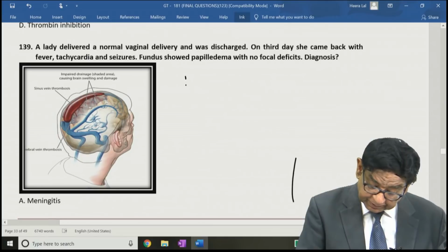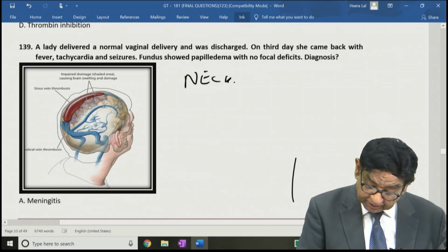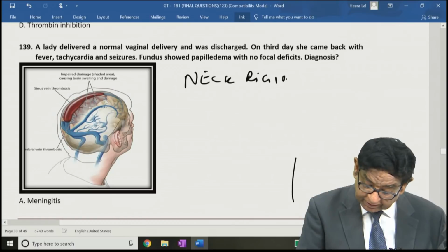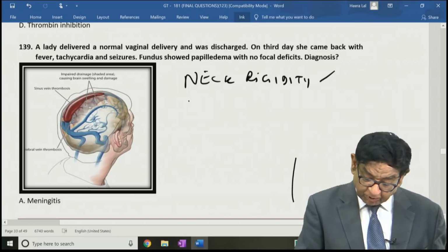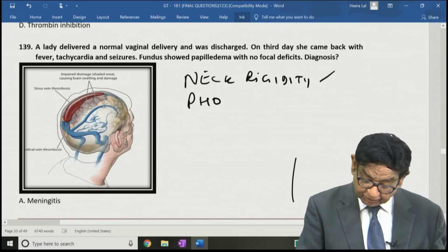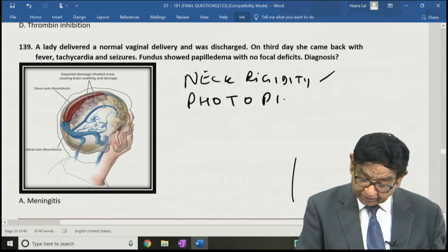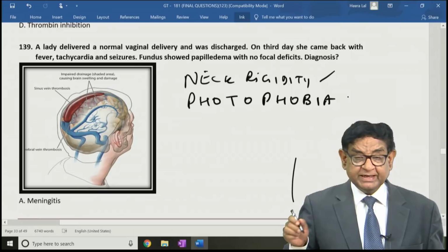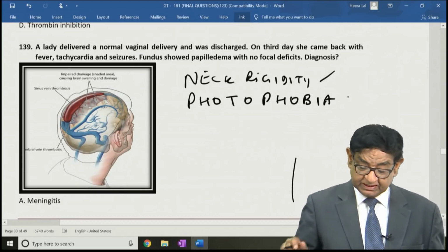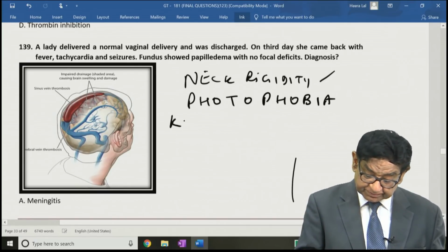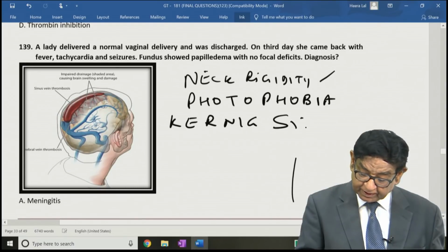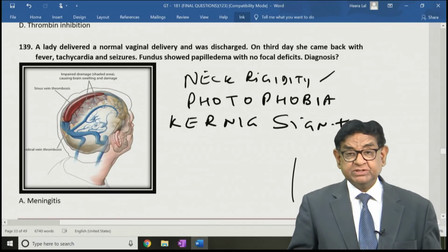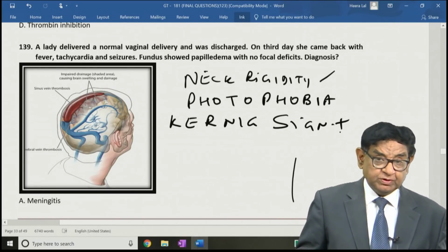Which is not there in the case. And one more important problem is photophobia. Photophobia means you throw the light on the eye, and the patient tends to resist like this. Kernig's sign is positive. Nothing of this sort is there. So this is also ruled out.